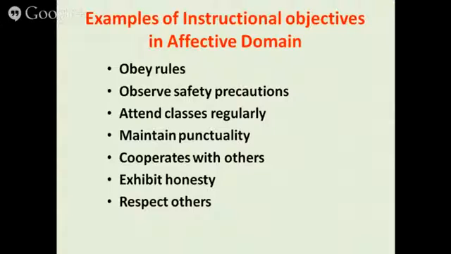So if I write "observe safety precautions in the hardware lab of the computer science," that is very specific, and that is the objective I would like to achieve when I am taking my students to the hardware lab. So I expect them to observe safety precautions there. Attend classes regularly. Now this is maybe a change. A student is motivated enough to attend classes regularly. This is an objective in the affective domain.